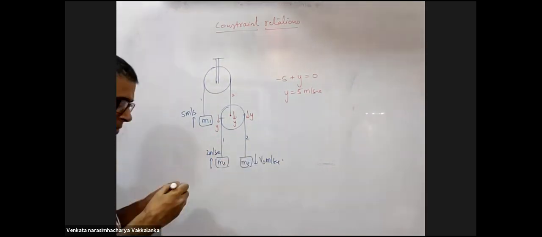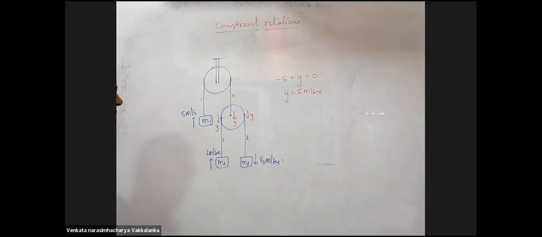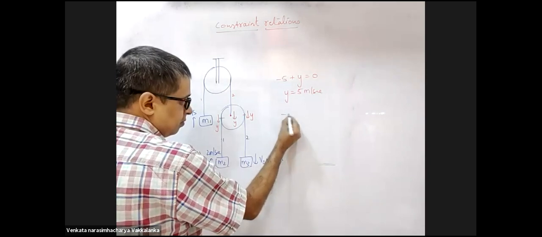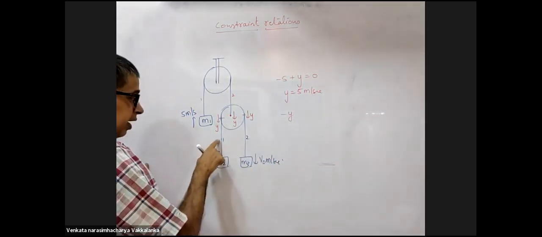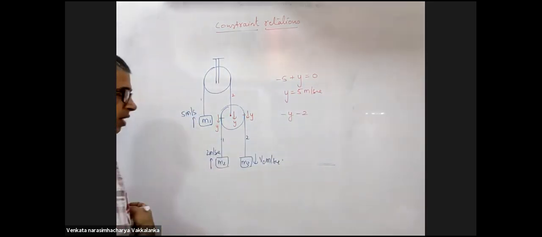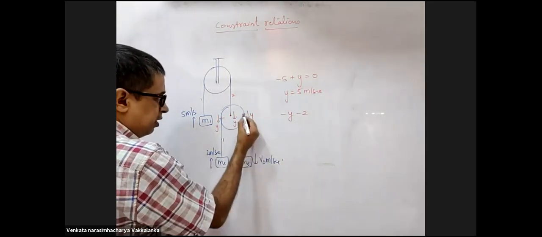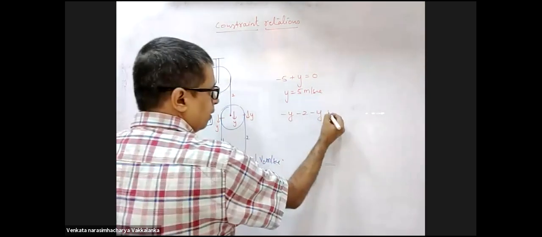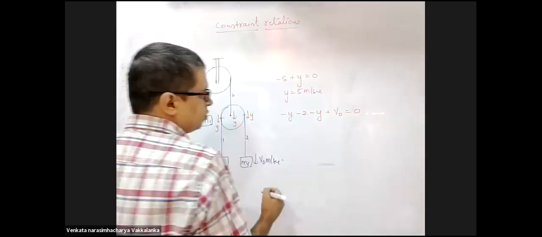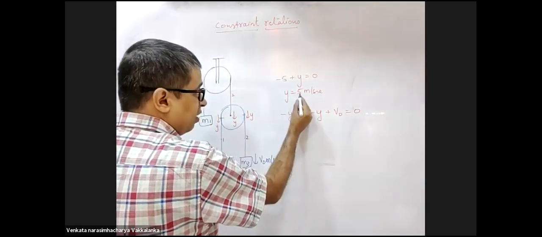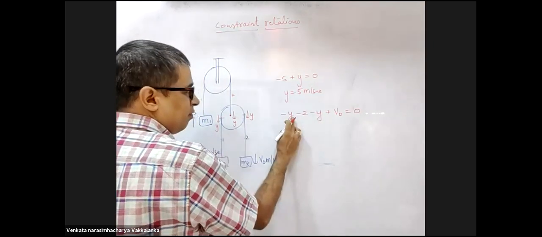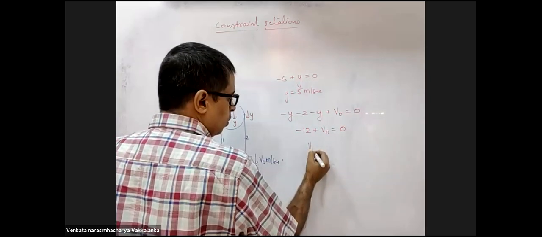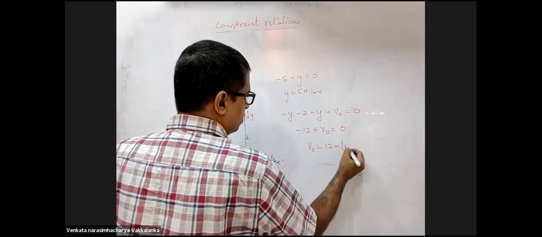Segment 1, segment 2. Segment 1, upper end is approaching the center: minus 5. Minus 2. Segment 2, upper end is approaching: minus 1. y plus v naught. v naught should be 0. y is 5, so 5 minus 12 plus v naught is 0. V naught is 12 meters per second.